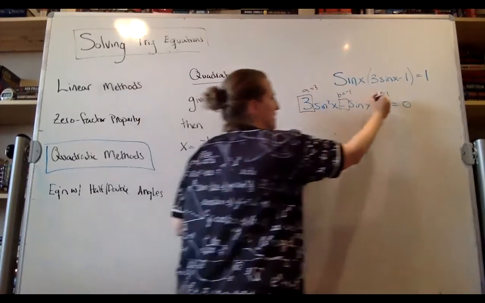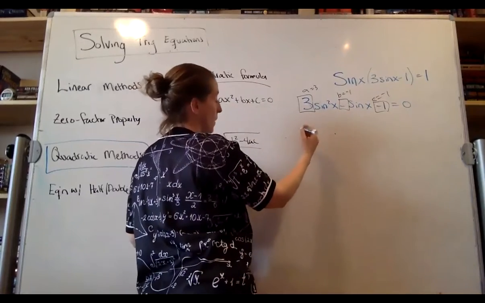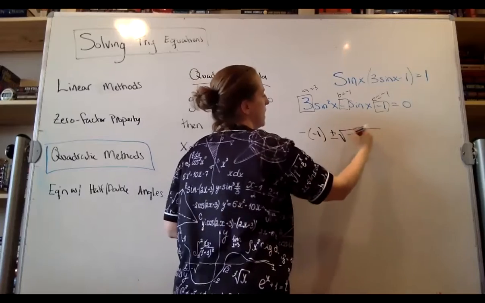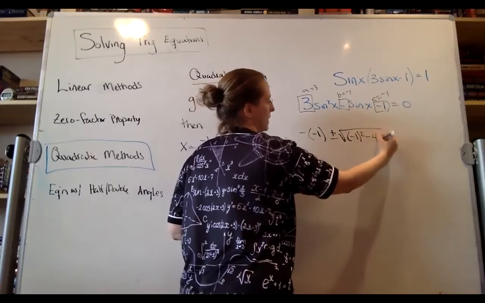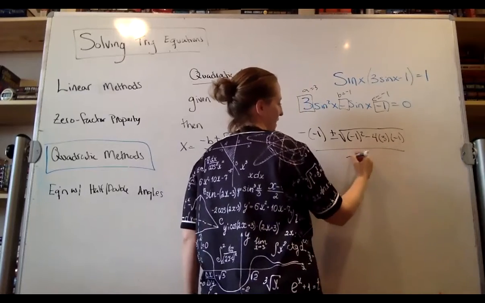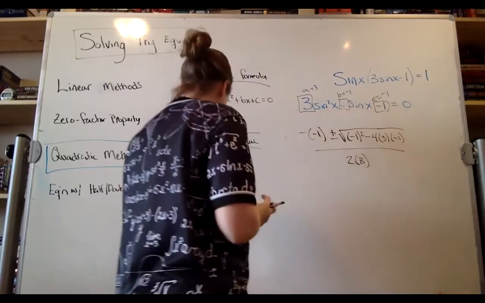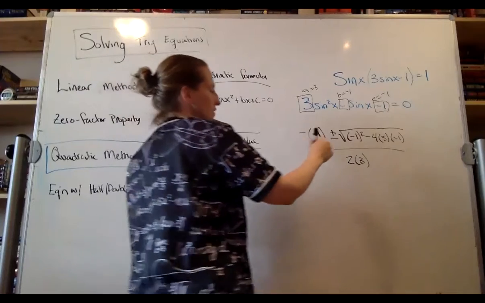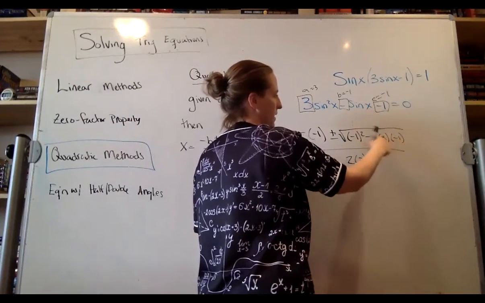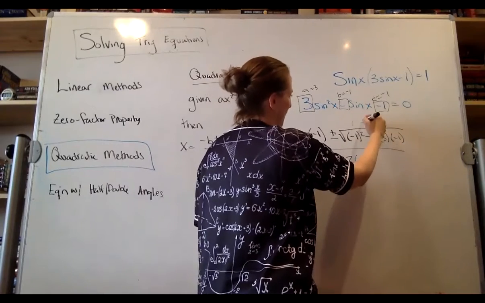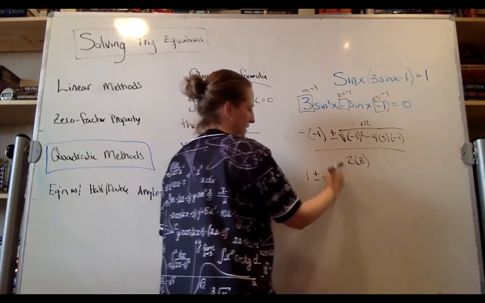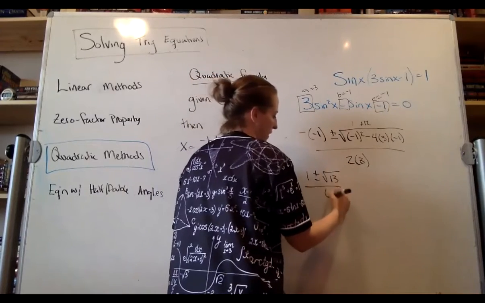Plugging into the quadratic formula, we have negative b, so negative 1, plus or minus the square root of negative 1 squared minus 4 times a times c, all over 2 times a. Now let's go ahead and simplify this. Under the square root, we have negative 1 squared, which is 1, minus 4 times 3 times negative 1. Negative 4 times 3 is negative 12, times negative 1 is positive 12. So negative b becomes 1, plus or minus the square root of 13, all over 6.